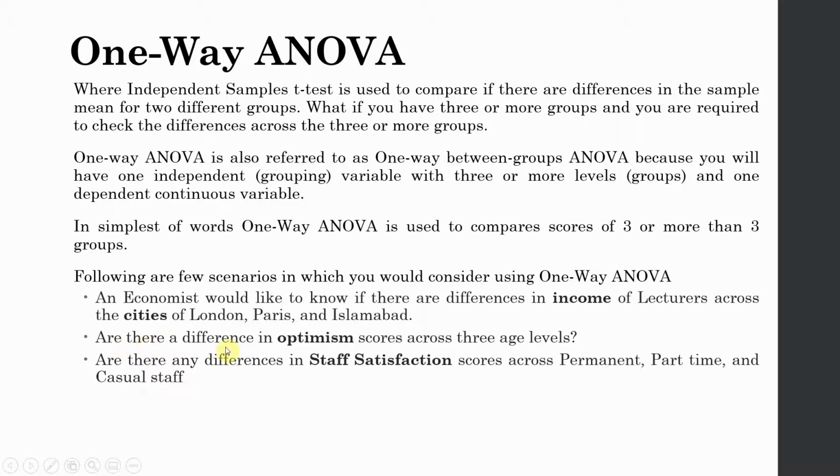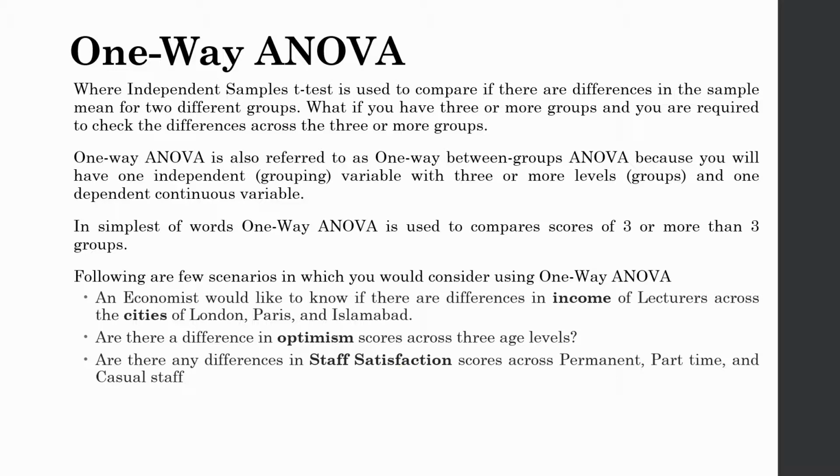Another example: are there differences in optimism score? Now you are looking at differences in a particular variable. These differences are compared across three different age levels. Another example: are there any differences in staff satisfaction? Again, differences in a particular variable, and this variable is your dependent variable. So staff satisfaction, optimism, income, all these are your dependent variables because you are evaluating the differences in these variables.